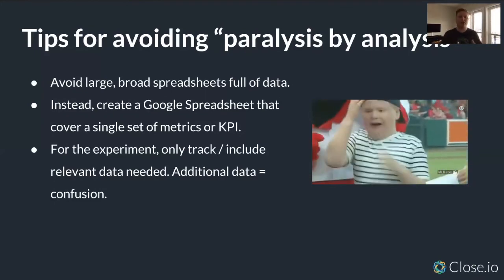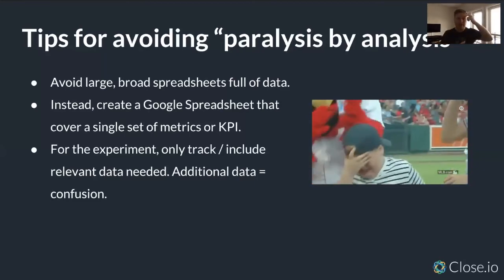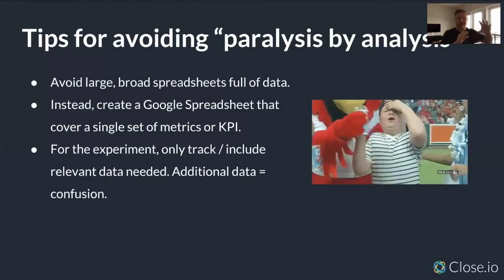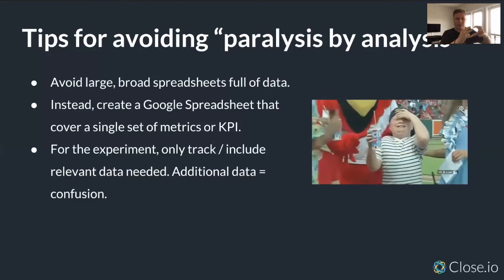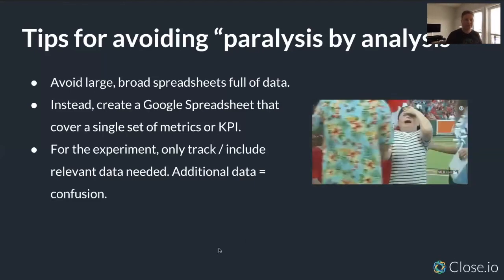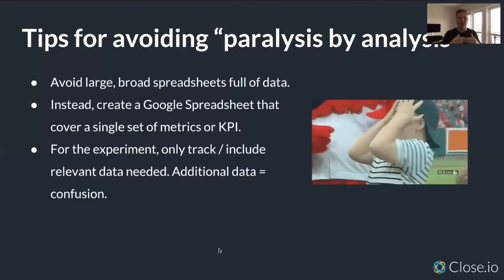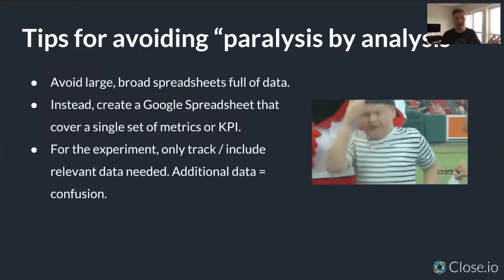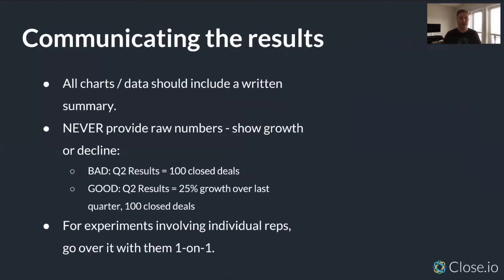So instead, I just create a spreadsheet that just has the single metrics in one place. There's a written summary of what it is, and then I'm referencing a spreadsheet that has just the core, raw data that I need, only a couple of rows of metrics, and it's super easy and isolated. And only track or include the relevant data. If you have a formula that only requires 2 variables, don't have 7 in the spreadsheet. It's just useless data that you don't need, and it's going to confuse the people you're communicating with.